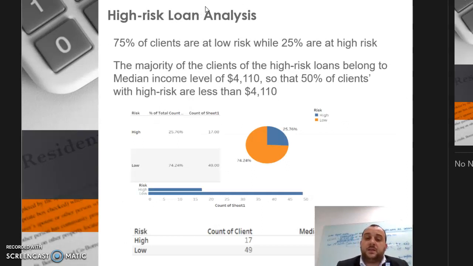Here we have begun analyzing the high-risk loan. We found that 75% of clients are at low risk, while 25% are at high risk, and this is illustrated in the picture below. The majority of the clients of the high-risk loan belong to a median income level that is below 4,110 USD. And you can see here as well in Tableau how it is illustrating the details.